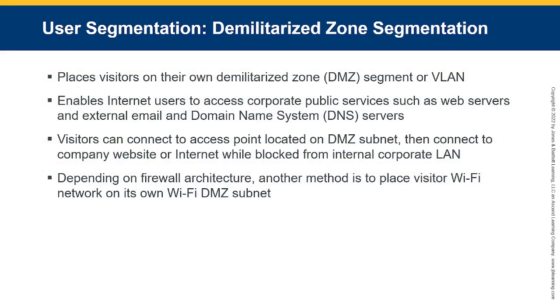You can also place visitors on their own DMZ. It enables internet users to access corporate public services such as web service, external email, and domain name system servers. Visitors can connect to an access point located in the DMZ subnet, then connect to the company website or internet while blocked from the internal corporate LAN. Depending on the firewall architecture, another method is to place the visitor Wi-Fi network on its own Wi-Fi DMZ subnet.